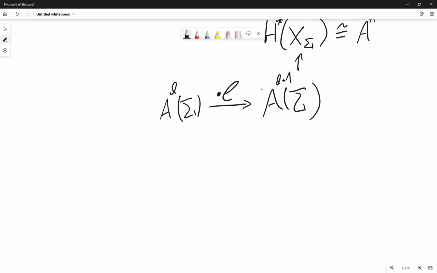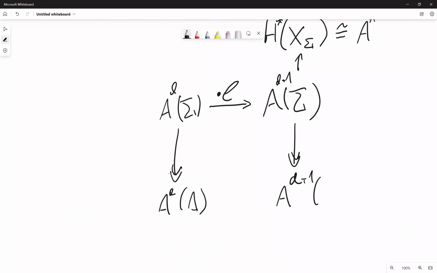So this isomorphism is induced by this element L. And I have also the surjection to A^d of delta, and here I have the surjection to A^(d+1) of delta. And down here, I have this induced map, the induced multiplication with L, like this.